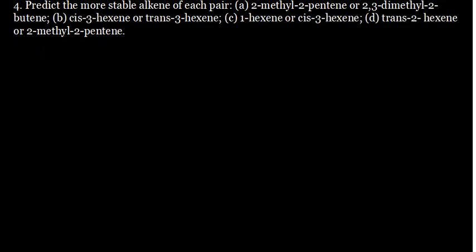Okay, let's consider this as the last question. Predict the most stable alkene of each pair. The first pair, I've got 2-methyl-2-pentene and 2,3-dimethyl-2-butene. Let's start with the pentene. It's got 5 carbons, 1, 2, 3, 4, 5. And then the other one is a butene, so 1, 2, 3, 4. So this one is 2-methyl, meaning at position number 2 I've got a methyl, and then 2-pentene, position number 2 I've got the double bond. The other one is 2,3-dimethyl, so at this position I've got a methyl, even here a methyl, and then 2-butene there.